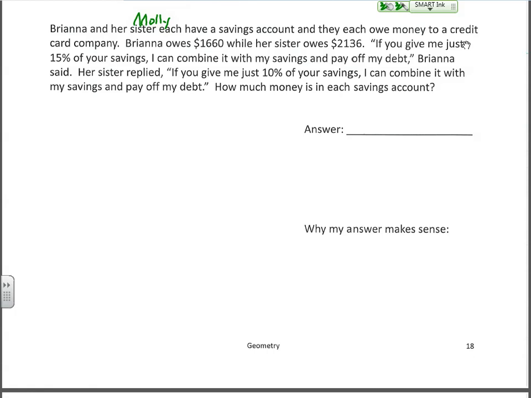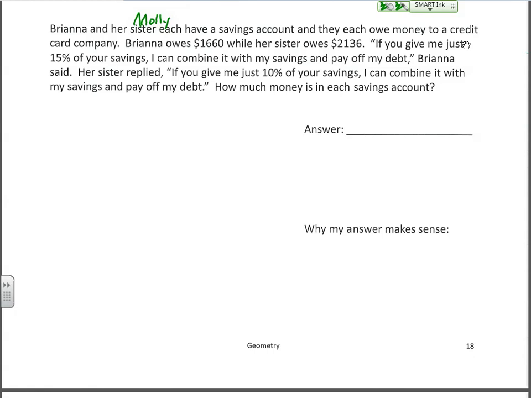Brianna says, if you give me just 15% of your savings, I can combine it with my savings and pay off my debt. Molly replies, if you give me just 10% of your savings, I can combine it with my savings and pay off my debt. How much money is in each savings account?